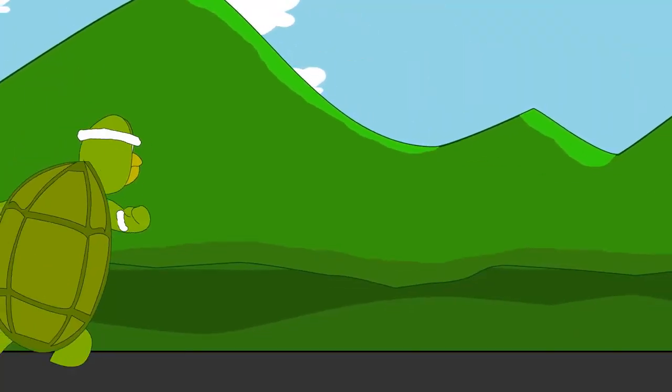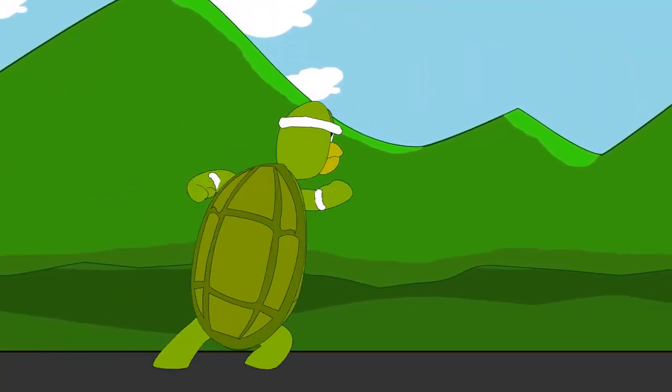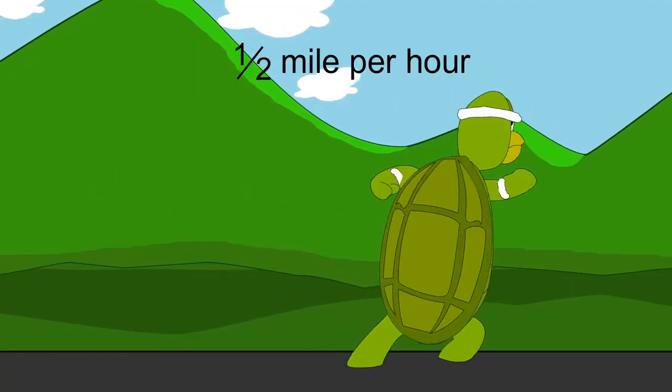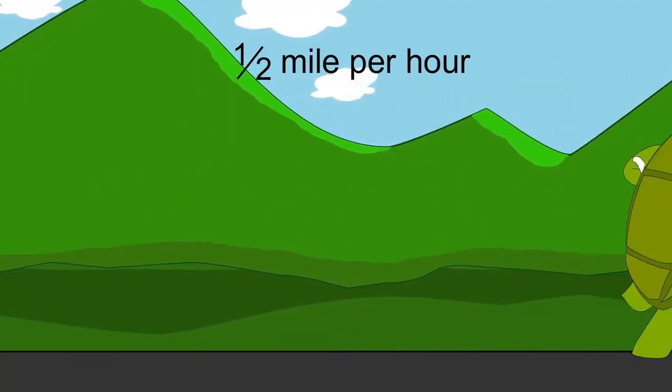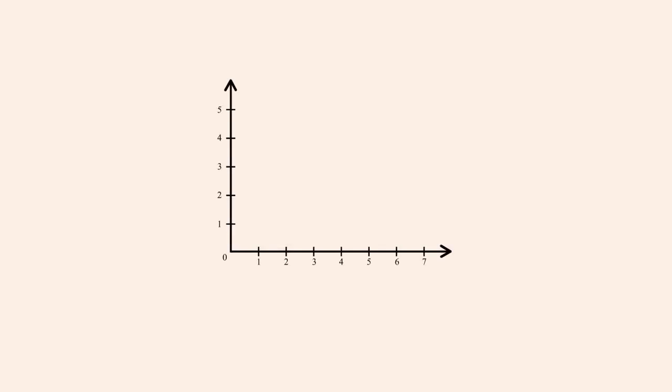As the race begins, the tortoise starts down the road at 1/2 mile per hour, a very brisk pace for a tortoise. We can graph the tortoise's distance from the starting point as a function of time, letting the vertical axis represent distance and the horizontal axis represent elapsed time.